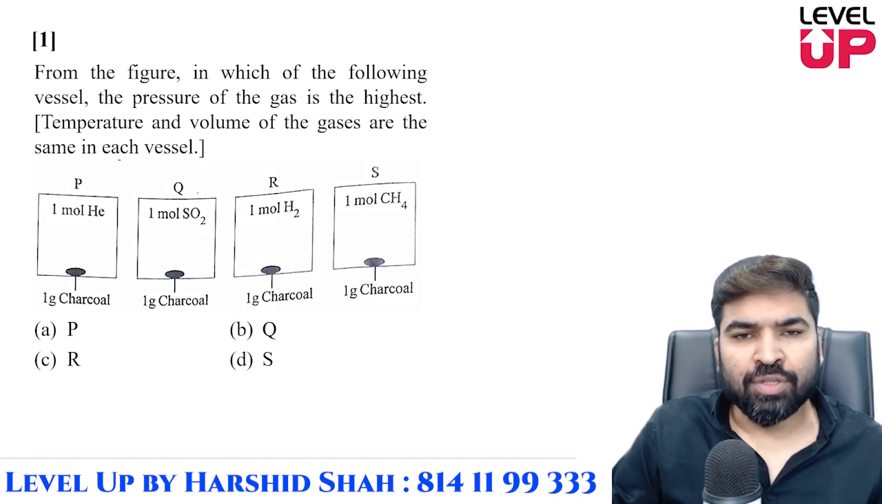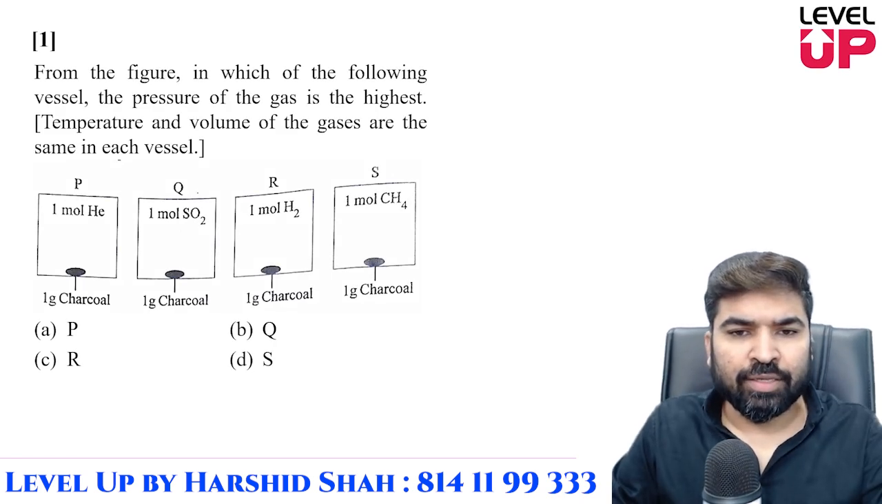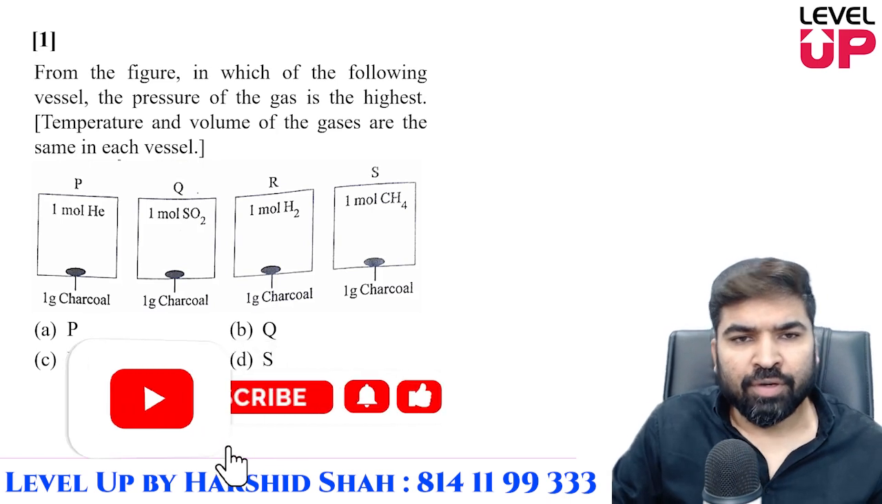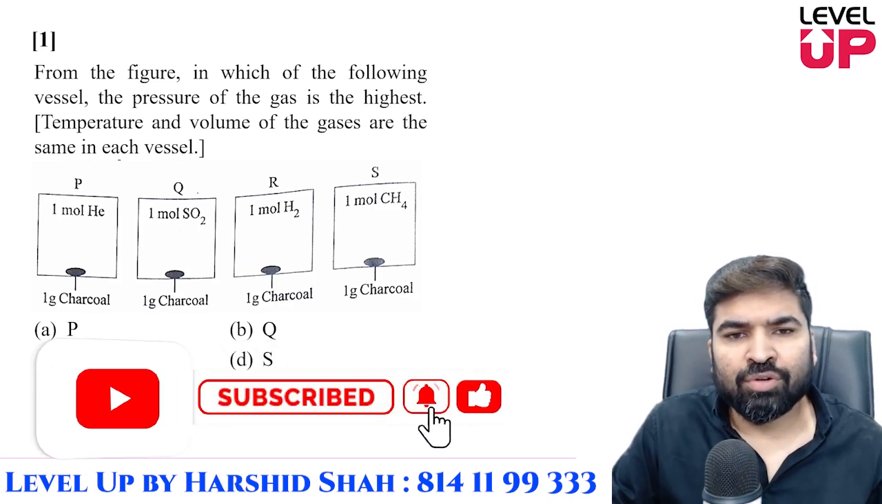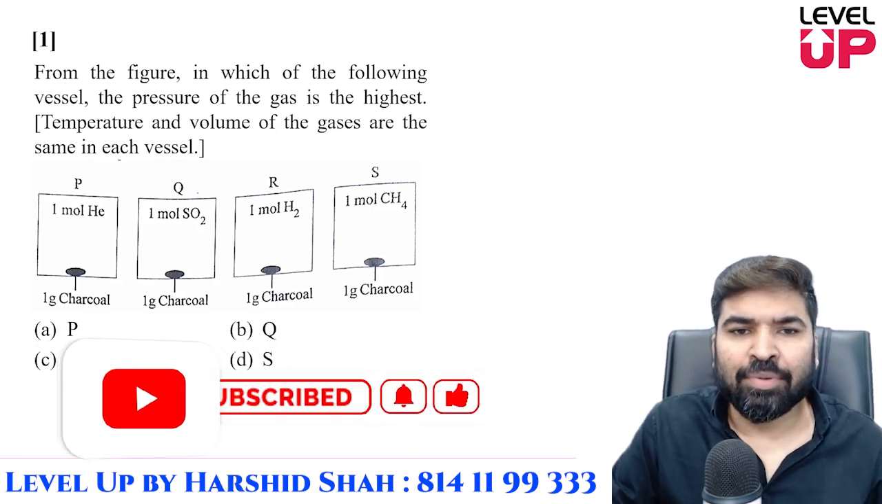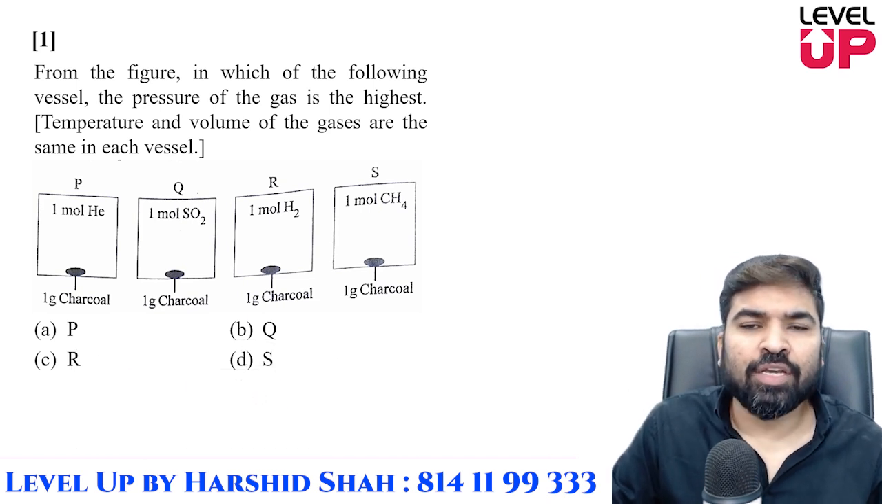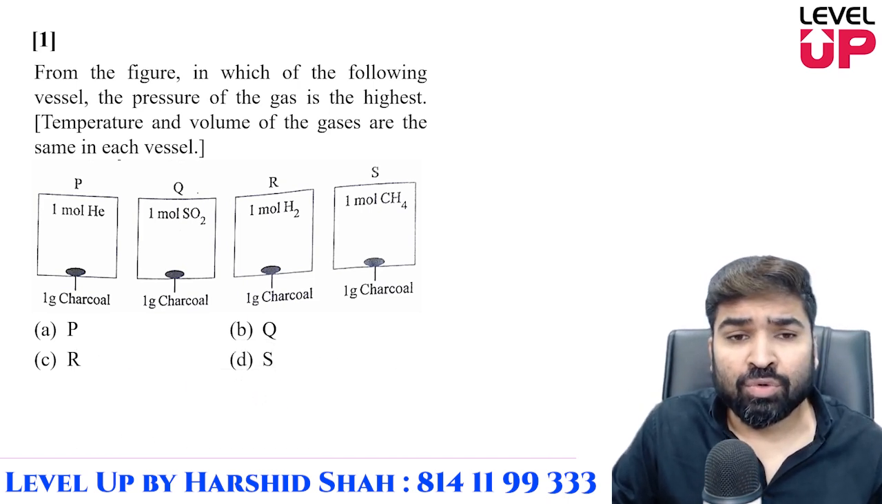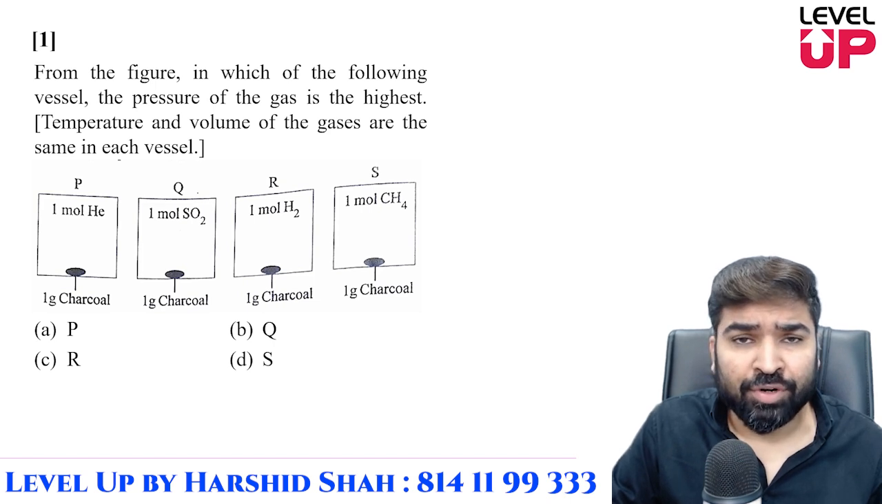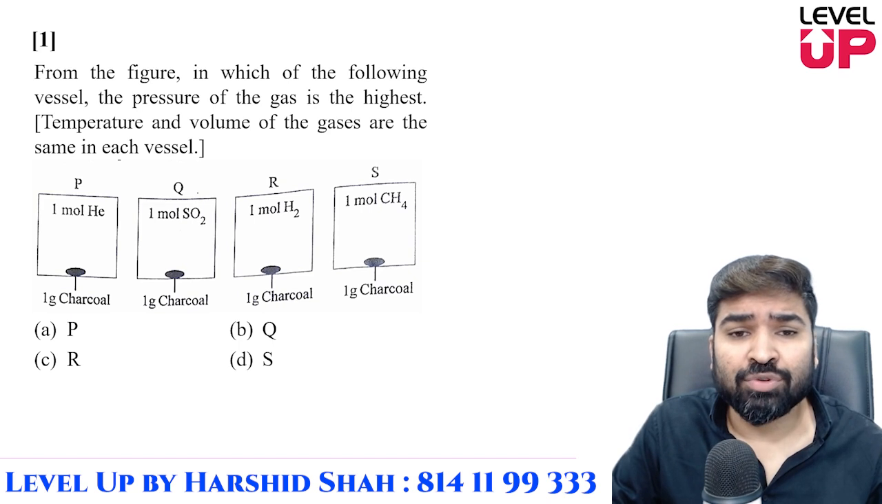So the first question that you have in front of you, आइए देखते हैं उस क्वेश्चन को. From the figure, in which of the following vessels the pressure of the gas is the highest, the temperature and the volume of the gas are same in each vessel, right? So what you have is PQRS. There are 4 different gases: 1 mole of helium, 1 mole of sulfur dioxide, 1 mole of hydrogen, and 1 mole of CH4. And there is an equal quantity of charcoal in that as well.